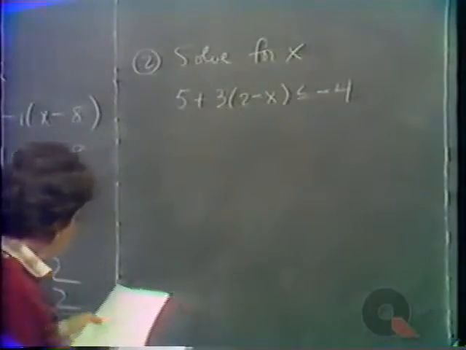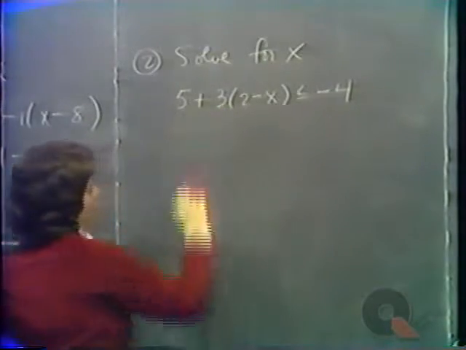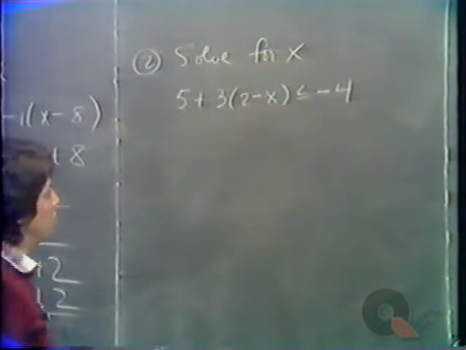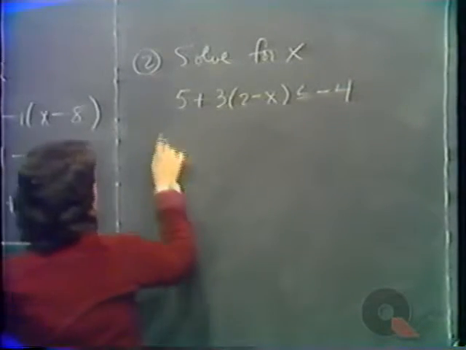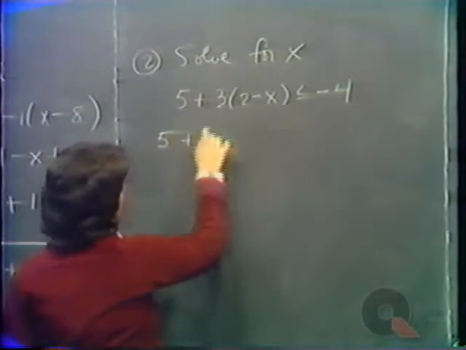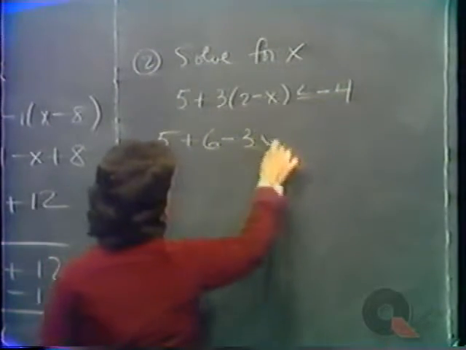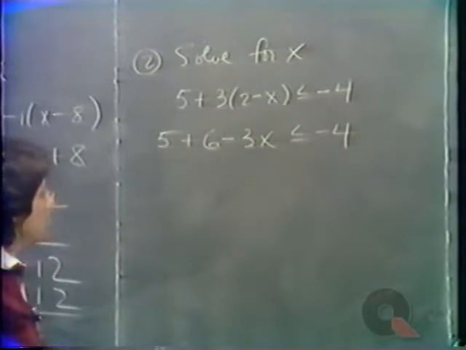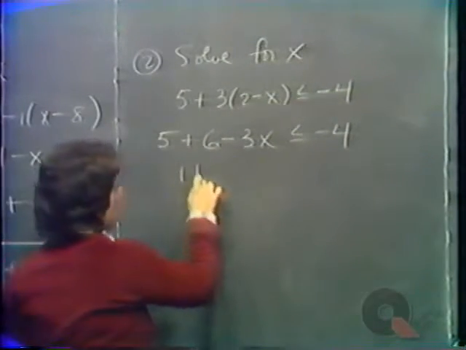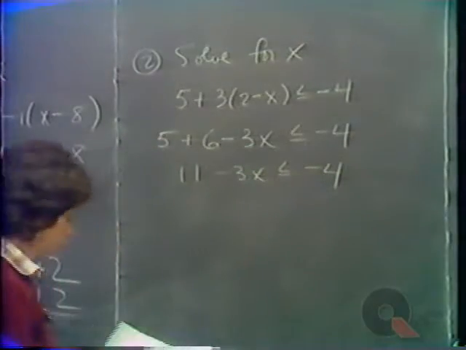Okay. Once again, you have to resist the temptation to say 5 plus 3 is 8. You have to remember that this multiplication must precede this addition. So 5 plus now 3 times 2, that's 6. 3 times minus x is minus 3x, less than or equal to minus 4. Combining the constant terms, 11 minus 3x, less than or equal to minus 4.